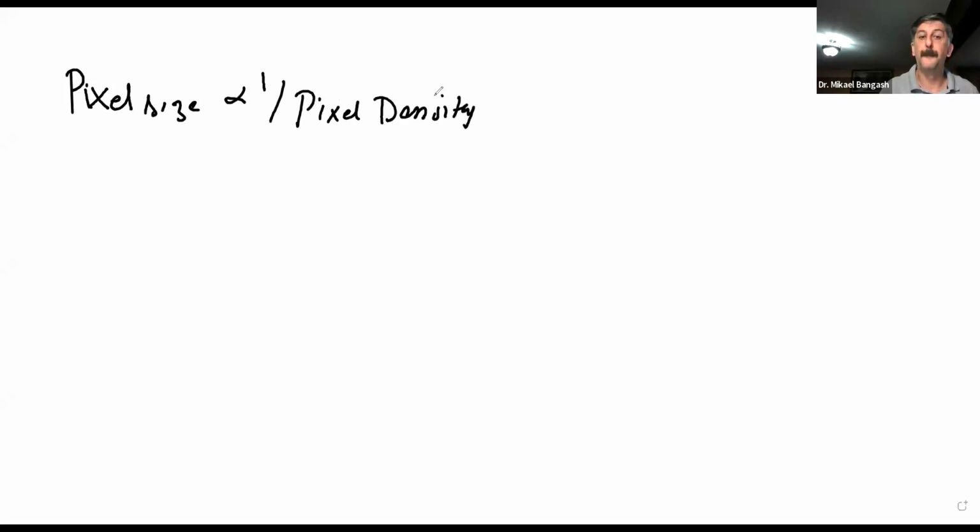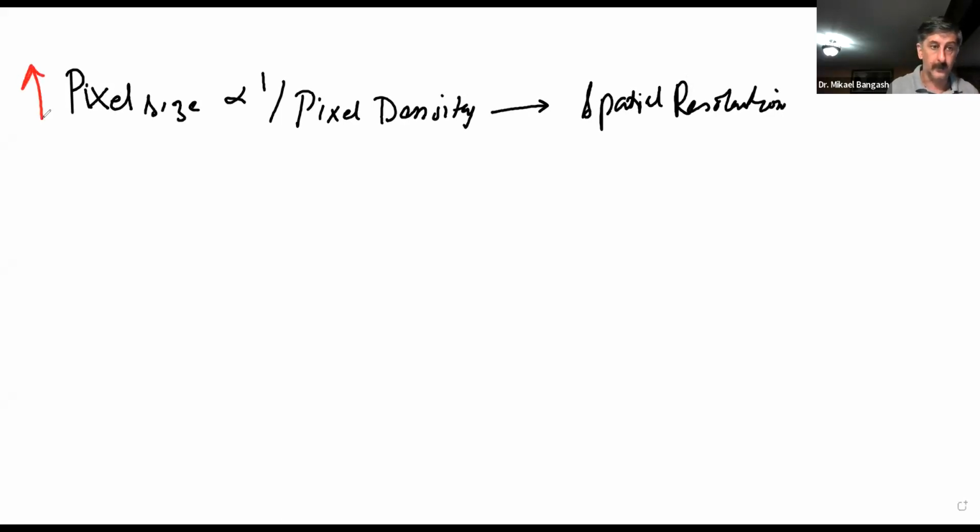Okay, goals. What we said yesterday was that pixel size is inversely proportional to pixel density. Pixel size or pixel density will determine what we end up calling the spatial resolution. As a reminder, the greater the pixel size, the lesser the pixel density, and lesser pixel density means poor spatial resolution.